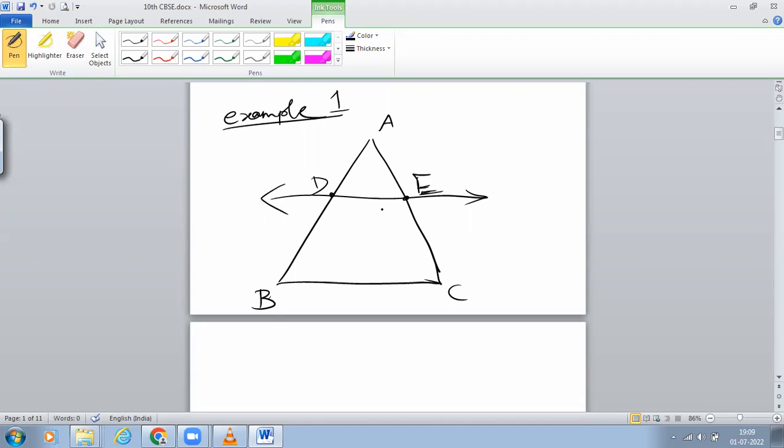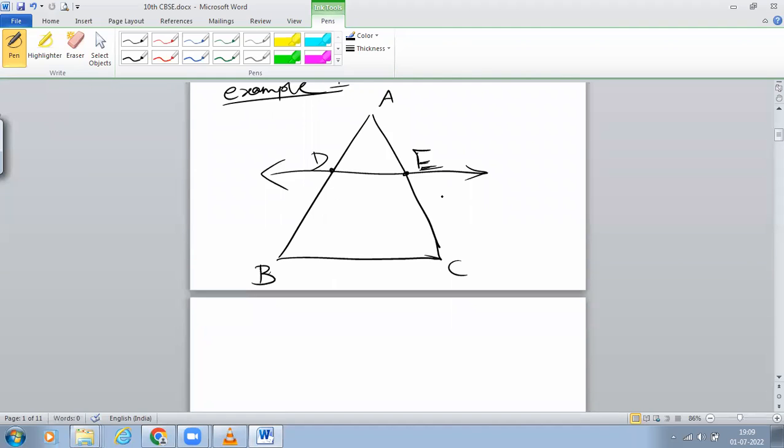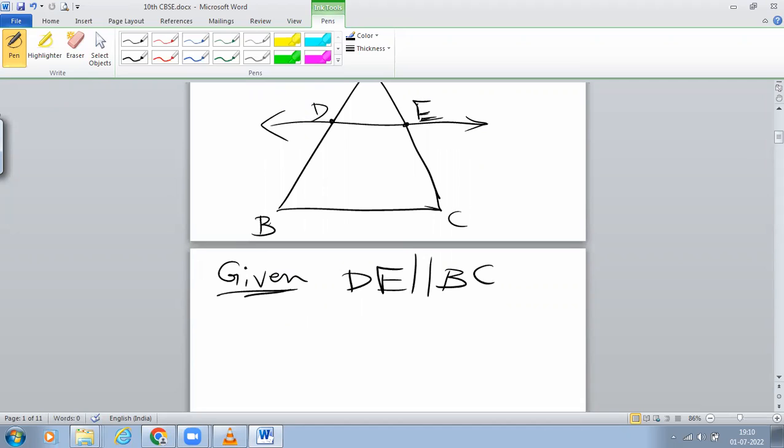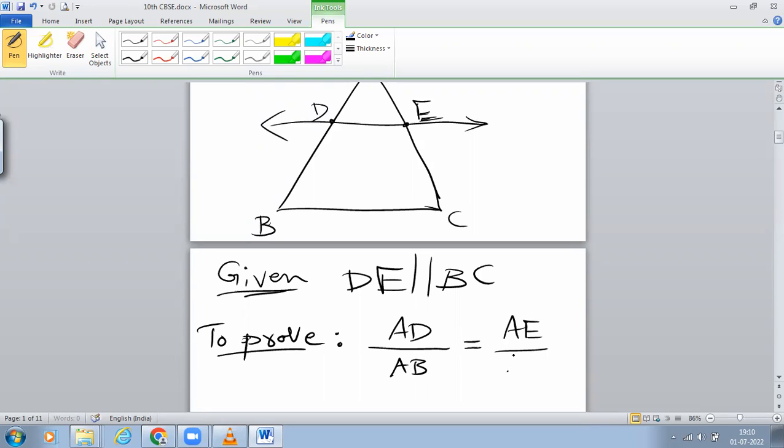Now the condition given here is that DE is parallel to BC. What is given? The given condition is DE is parallel to which side? BC. This is given: DE is parallel to BC. What you have to prove, we have to write like this: to prove, AD by AB is equal to AE by AC. This is what we have to prove.